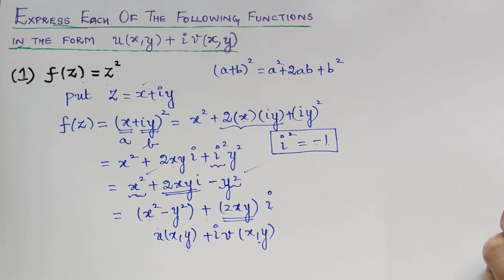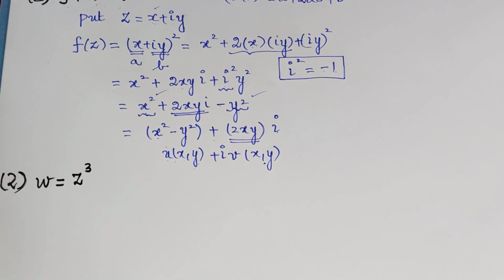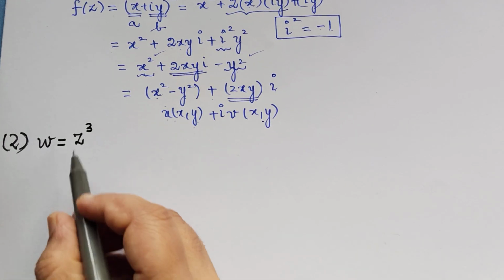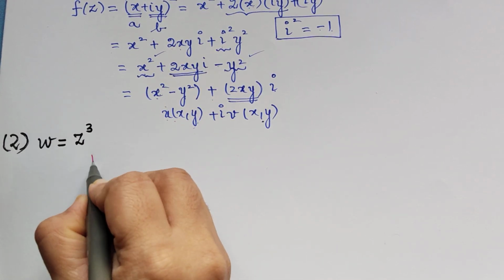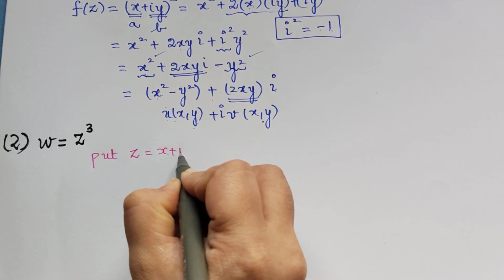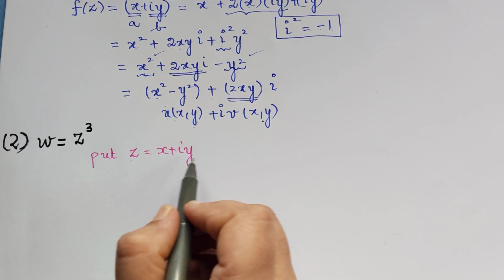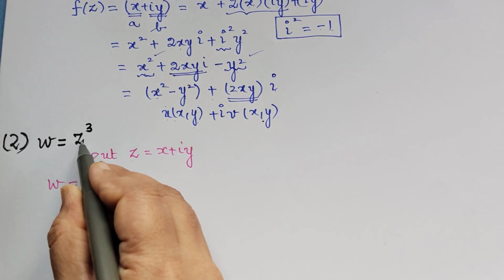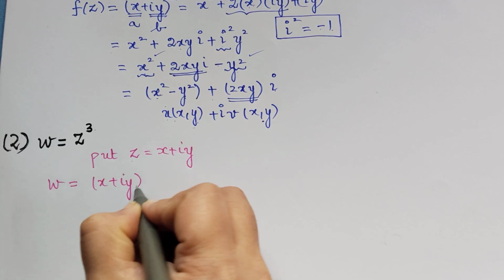Now let us do another problem of the same type. Here we have another problem, w is equal to z cube. In a similar way to how we did the previous problem, we have to replace the value of z with x plus iy. Since we know that z is a complex variable, it will be of the form x plus iy. So therefore w will be equal to z cube, that is (x plus iy) the whole cube.